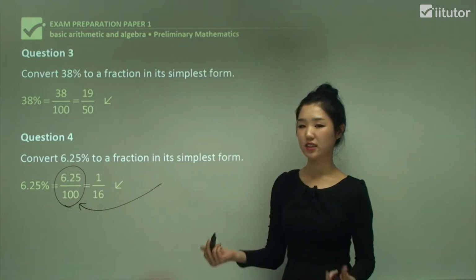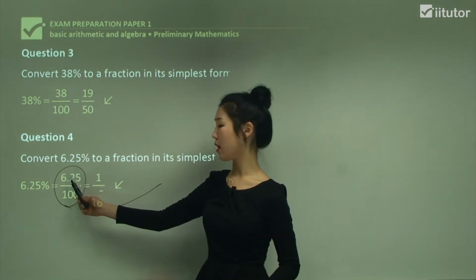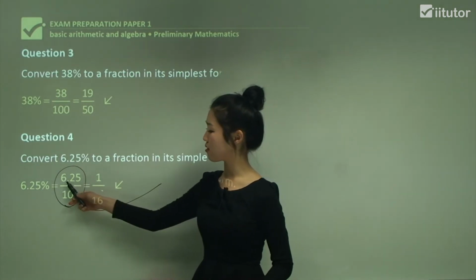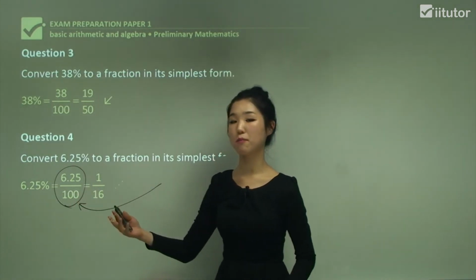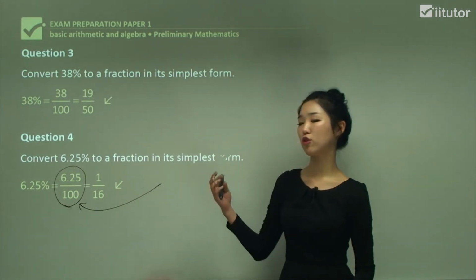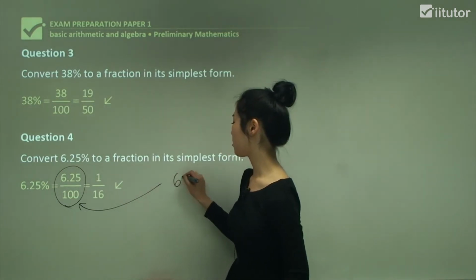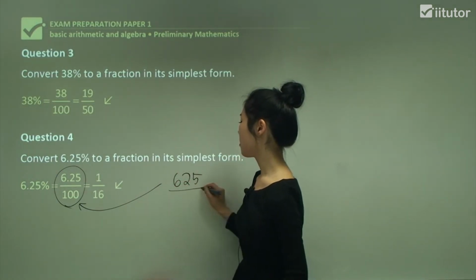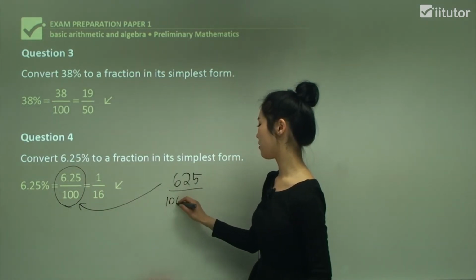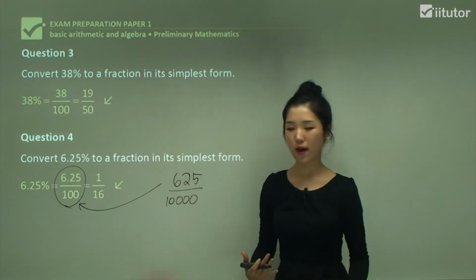Because I don't like having decimals inside a fraction, I'm going to try to get rid of that decimal by multiplying this by 100. If I multiply that by 100, the decimal place will move over to the right by 2 places, so I can eliminate that decimal. But if you're doing that, make sure you're doing it to the bottom as well. So 6.25 times 100 is 625, and 100 times 100 is 10,000. Right? And then just work your way through.